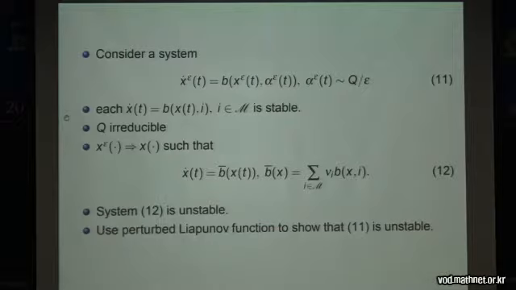Then you can show there is a limit problem. The limit problem, in fact, has B, which is the average with respect to the stationary measure of this matrix Q. So this averaging actually takes place. Then we can use the so-called perturbed Lyapunov function method to prove that if epsilon is small enough and this one is unstable, then this one is unstable as well. It has something to do with the switching frequency. If you don't switch that frequently, you don't observe that.